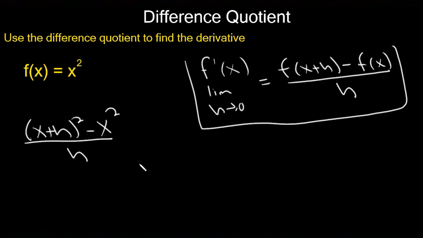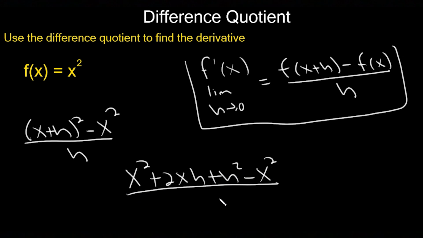So from here, you have to expand it out. You have to do FOIL here, right? First, outside, inside, last. That's a binomial being squared. When you do that, you should get x squared plus 2xh and then plus h squared and then minus x squared. And again, this is all over h. From here, we want to clean it up, okay? So I can see that I have x squared here and negative x squared here. That cancels out.